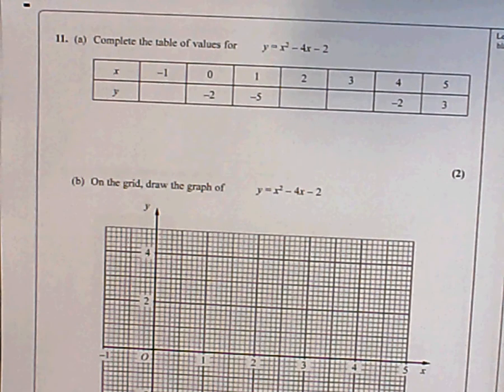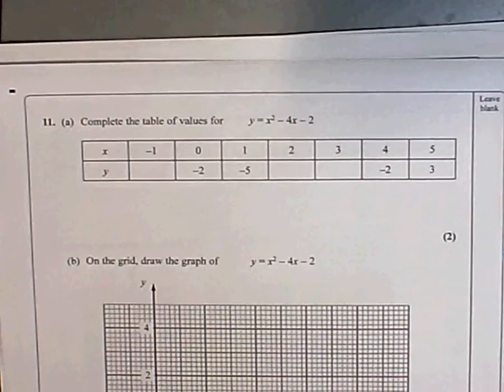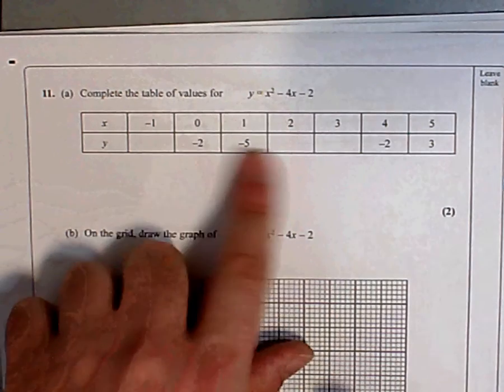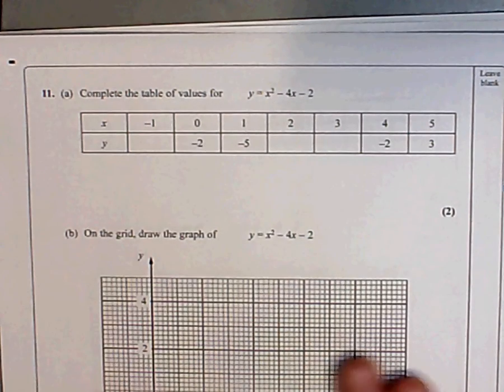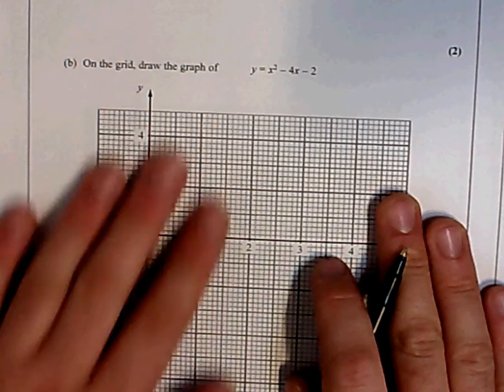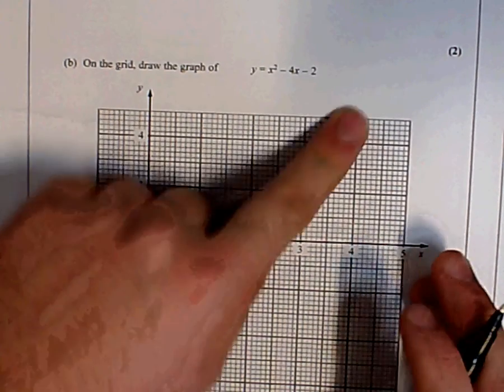Okay, so we're going to do a quadratic question. It's question 11, so it's not a higher one. We're not going to factorise this, we're just going to use it to find the values of y. Once I've found the values of y, I can use the coordinates from the table to do this, and I'll plot my coordinates and draw a curve.